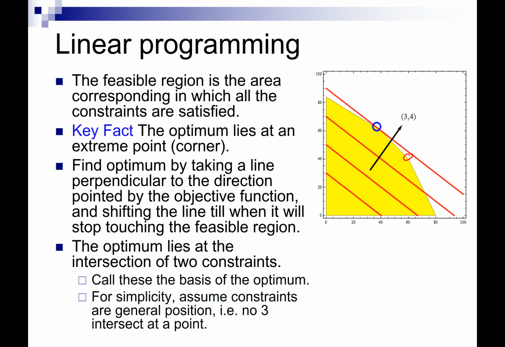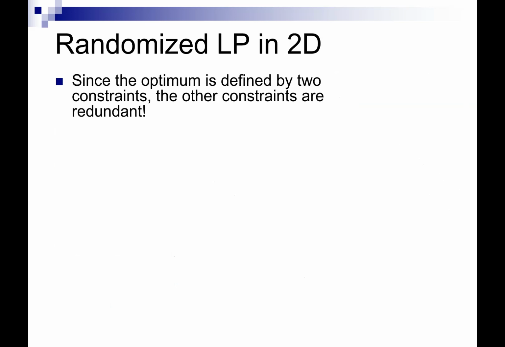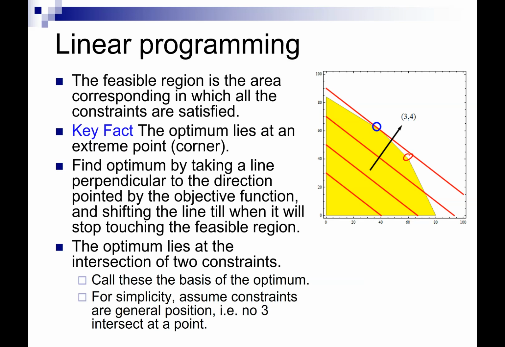Now it is possible that some of these points are formed by the intersection of three constraints. However, because we're only working with two variables, in general we can just assume that each of these extreme points is only the intersection of two constraints. So we're going to make this general position assumption that none of these optimum are the intersection of three different constraints. Each of these is formed by the intersection of two constraints. Now we're going to get to a randomized algorithm. So we're trying to figure out what the optimum point is.